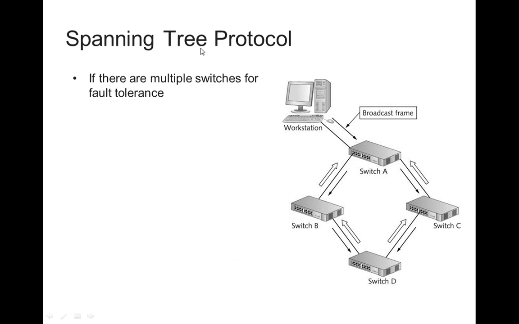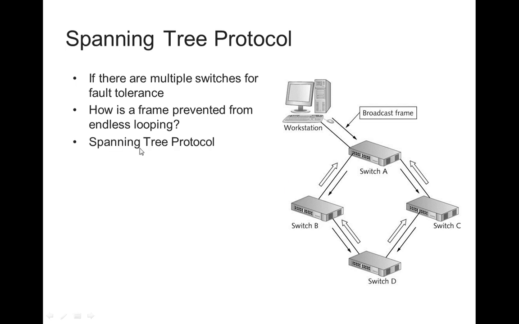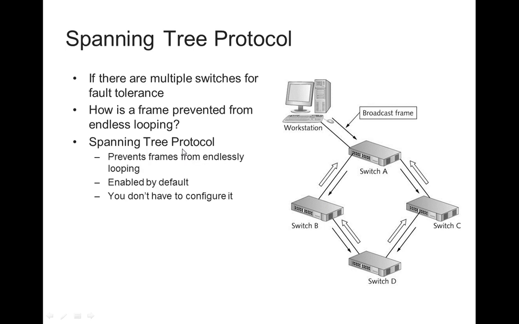And then we have the spanning tree protocol. You might have multiple switches on the network for purposes of fault tolerance. One switch goes, that's okay, you got the other one. So if there are multiple switches for fault tolerance, how is a frame prevented from endlessly looping around and around, being forwarded from one switch to the other? And that's the purpose of the spanning tree protocol. Spanning tree protocol is a piece of software built into the switch that prevents frames from endlessly looping. It's enabled by default. You don't have to configure it.